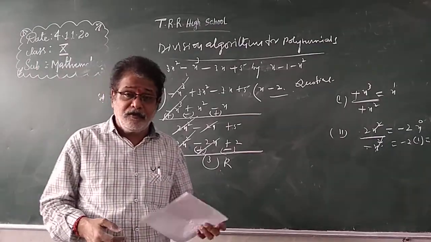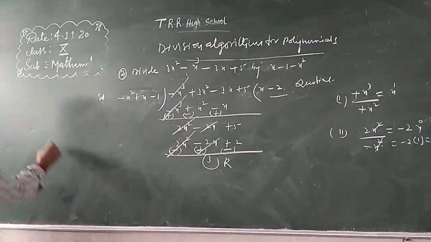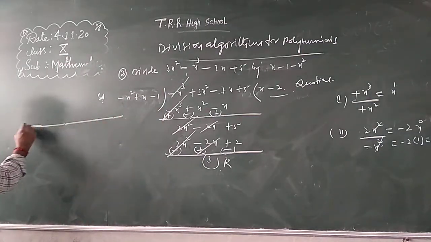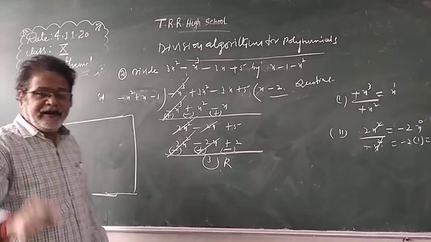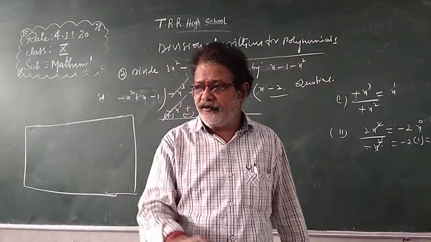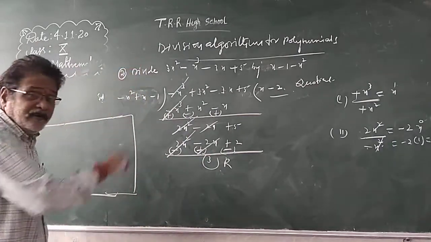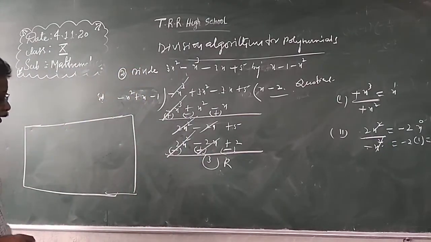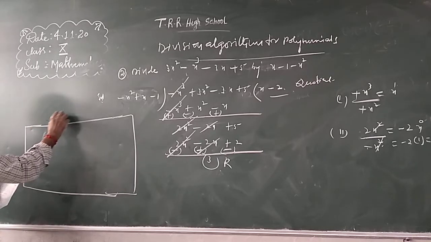There are so many problems in the textbook exercises, so you need to work them out. It is classwork, and you have to maintain the classwork. Whatever exercise problems there are, work them all out in the classwork. This third chapter is polynomials and factorization. Do the exercise in the textbook.